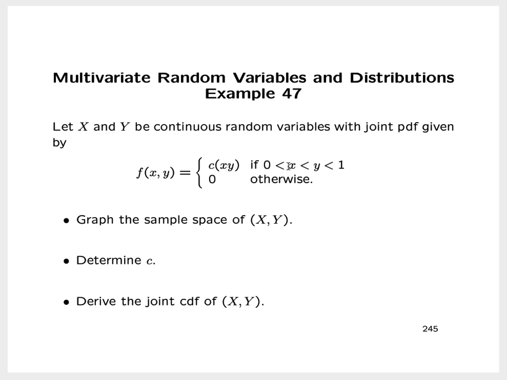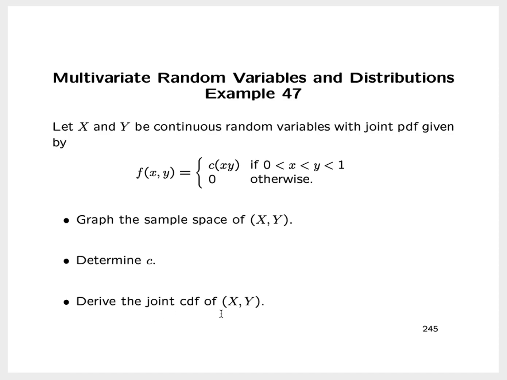But in this case, we're specifying that x has to be less than y in order for this point to be in the sample space. And when that's the case, then the joint PDF is equal to c times x times y. For any other point, the PDF evaluates to 0. And so we're going to determine c.